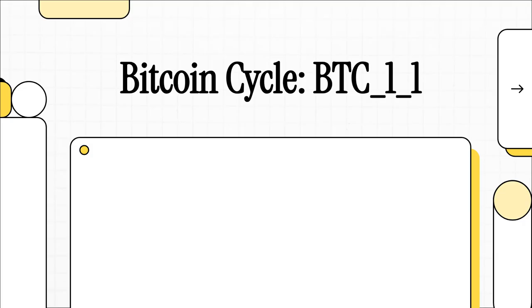So what are we looking at today? It's a specific cycle for Bitcoin, which the model has tagged as BTC_1_1. And just so we're all on the same page, this analysis was documented on November 21st, 2025. Think of it as a snapshot in time.